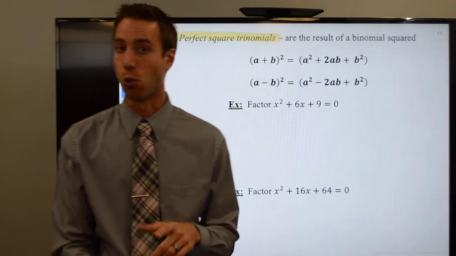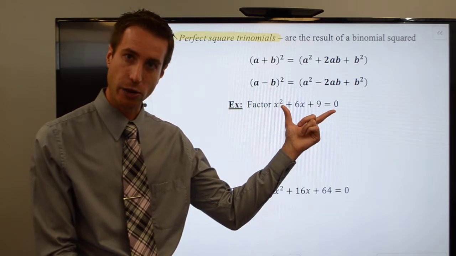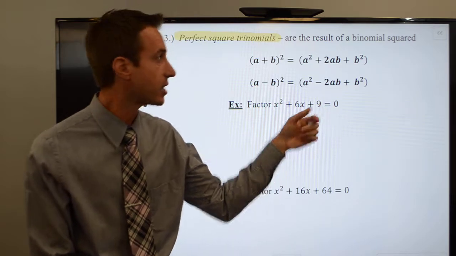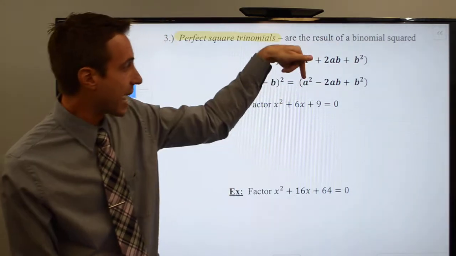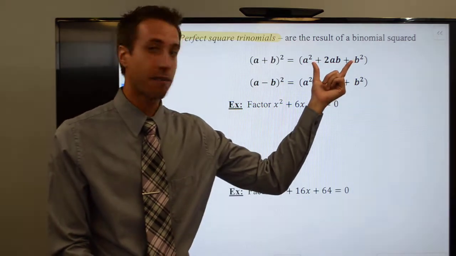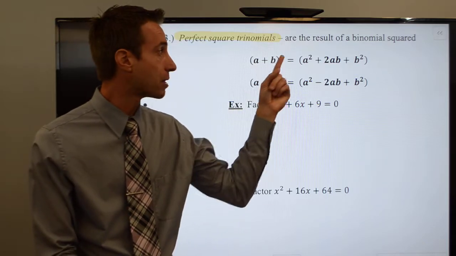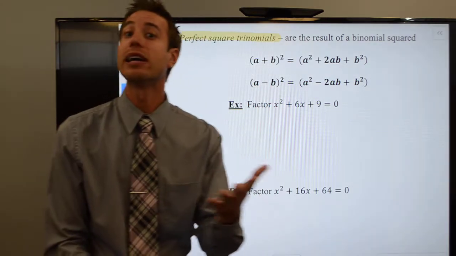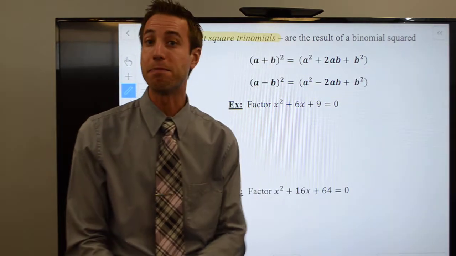Now, here's the way that this is going to work. You're going to be given a quadratic equation, like the one here. What you need to do is check to make sure that this quadratic equation fits either the a squared plus 2ab plus b squared or the a squared minus 2ab plus b squared. And if it fits that form, you will write it in its factored form as (a plus b) squared or (a minus b) squared. All right, so here we go. I have two plus signs. If it's going to work, it's got to be the first one.